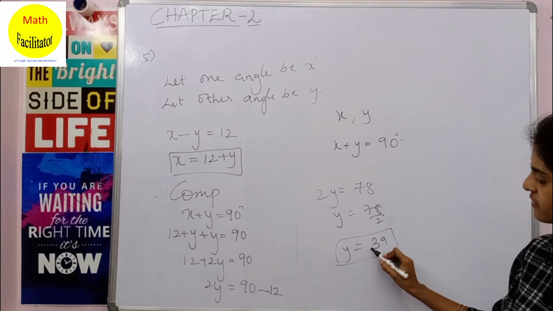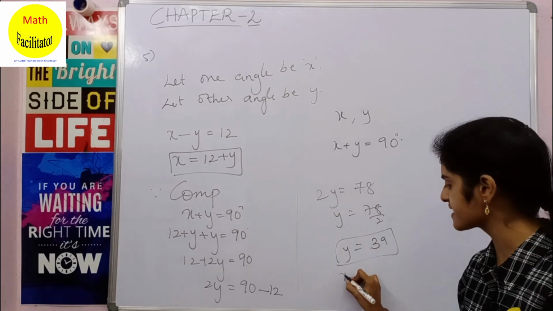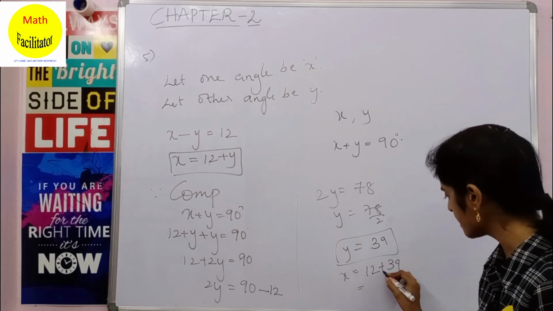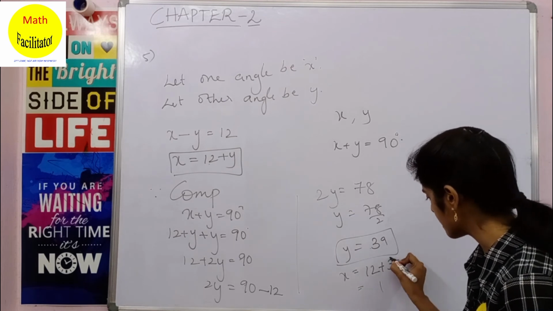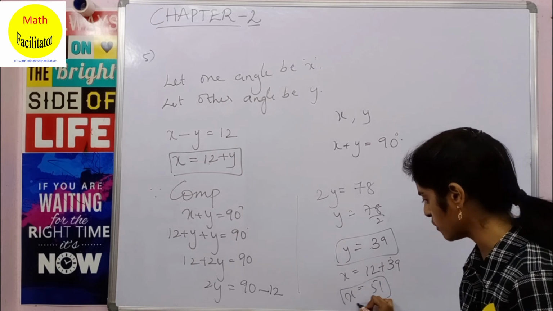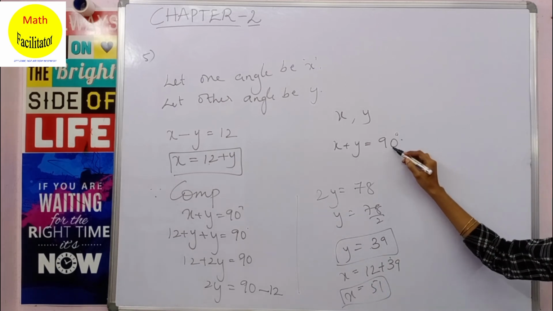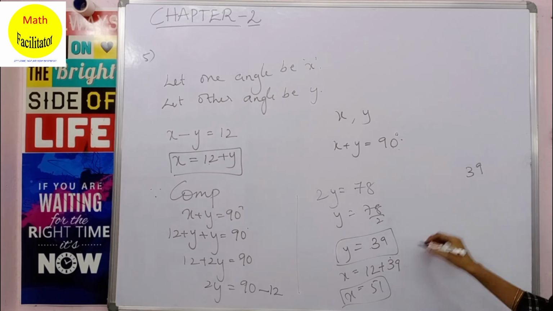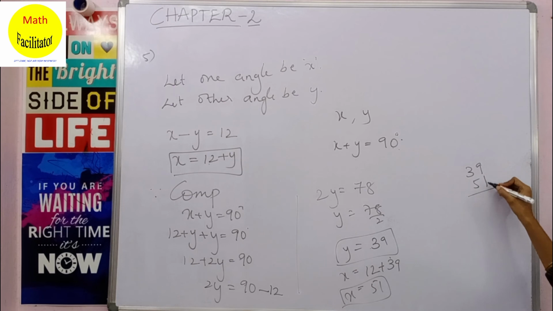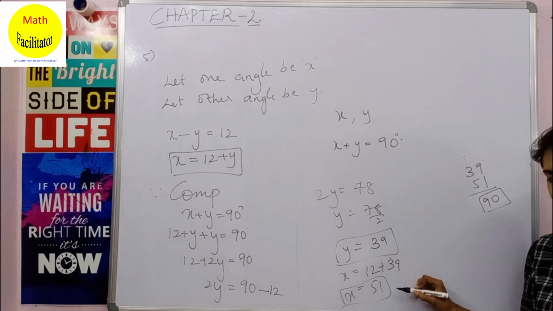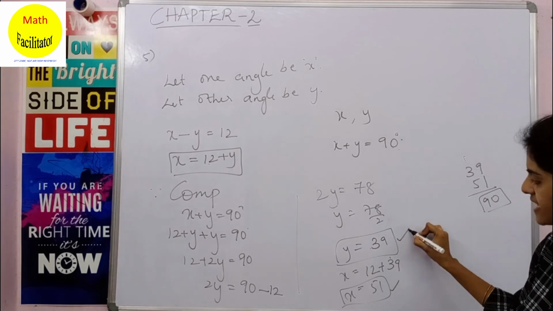So now substituting y equal to 39 here, what is x? X is 12 plus y, so 12 plus 39 is nothing but, now this is 9 plus 2 is 11 and 4 plus 1 is 51. So x is 51. Okay, now the condition for complementary angles is x plus y should be 90. Now you got one angle as 39, the other angle is 51. So just add and see, 9 plus 1 is 10 and this is 90. Okay, that means the answer whatever you have written is correct. So x is 51 and y is 39.